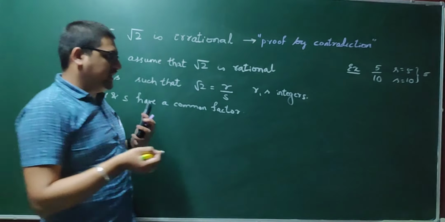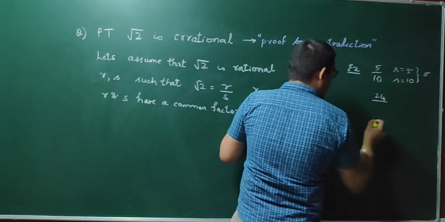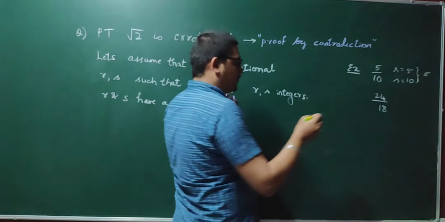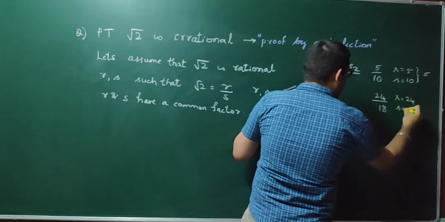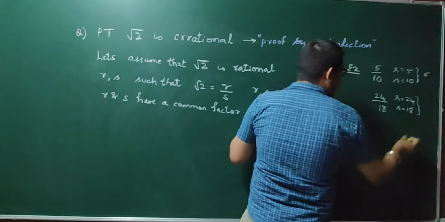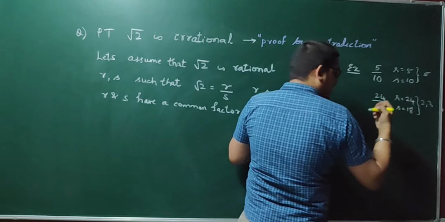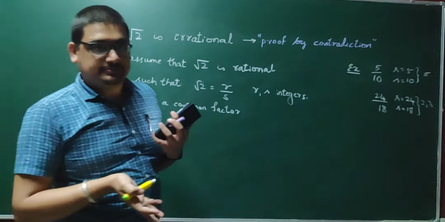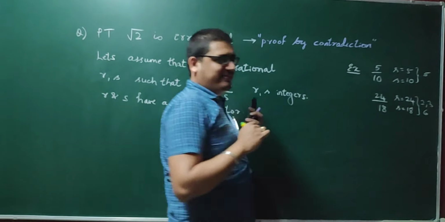Or let us take one more example. Let's say 24 divided by 18. So for this, what is my R? R is 24, S is 18. What are the common factors? 2 is common. Similarly, 3 is also common. Correct? Then, any other common factor? 6. Yes, 6 is also a common factor.